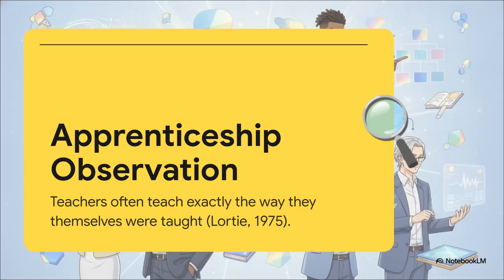The answer lies in the apprenticeship of observation, proving that teachers often teach exactly the way they themselves were taught. So the absolutely crucial point here is that before a teacher ever takes a single pedagogy class, they have already undergone thousands of hours of observation just by sitting at a desk as a student. Lortie coined this term back in 1975, and it perfectly explains Hamid and Davoud. Their teaching styles aren't necessarily born from modern psycholinguistic textbooks, they are lingering echoes of the teachers who inspired them decades ago. Their cognition was firmly set before their careers even began.